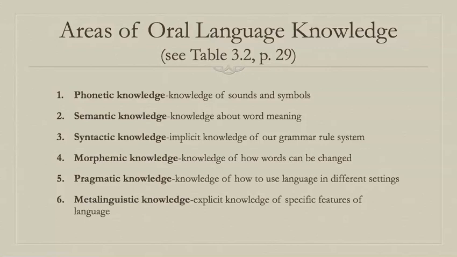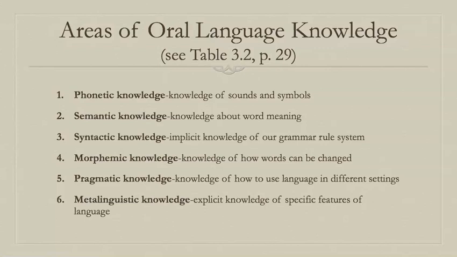So phonetic knowledge is associated with knowing the sounds that are related to the symbols. So this would be, for example, the child knowing the letters of the alphabet and knowing what sound is related to each of the letters of the alphabet.